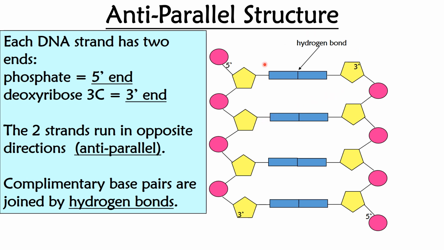You might have noticed from the diagram, we talked before about the sugar phosphate backbone, which is strong here. We've also got hydrogen bonding, and remember this blue bit here in the middle is the bases. So you've got hydrogen bonding between the bases, that is relatively weak compared to the sugar phosphate backbone.